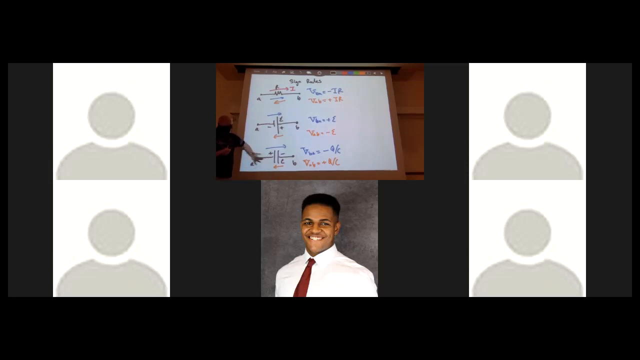Capacitors, we won't see these until next week, but here, again, if I go across the capacitor in the direction from the positive to the negative, that's a potential drop. If I go from the negative to the positive, that's a potential increase. So these are our sign conventions.